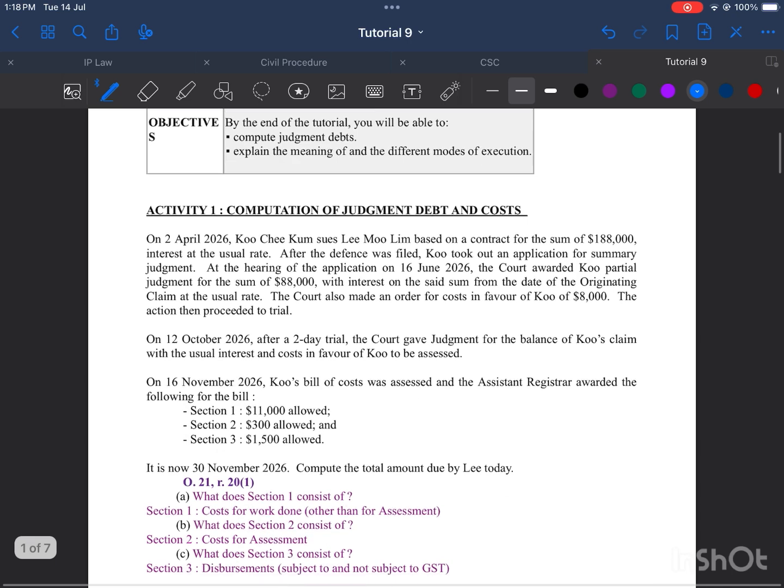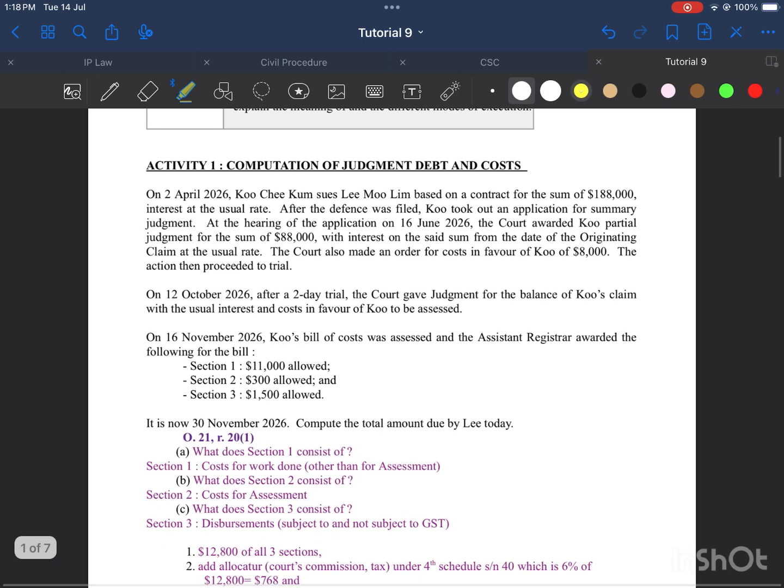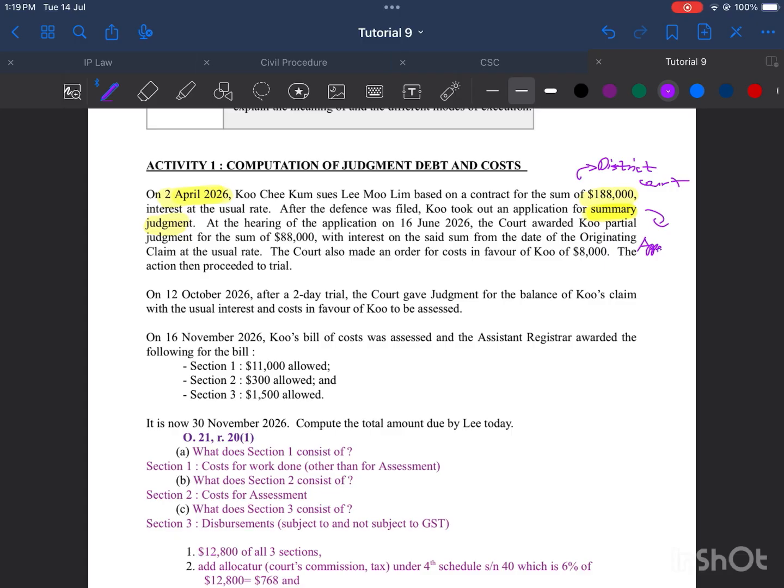Okay, so let's not get ahead of ourselves, right? Let's first analyze the question. So the first main timeline we have over here is the 2nd of April, for the sum of 188K. So we can point out that this means it's district court. Now, after the defense was filed, they took out an application for summary judgment. What does summary judgment remind you of? That's right. You have to go back to Appendix 1, Order 21, if you want to look at the costs.